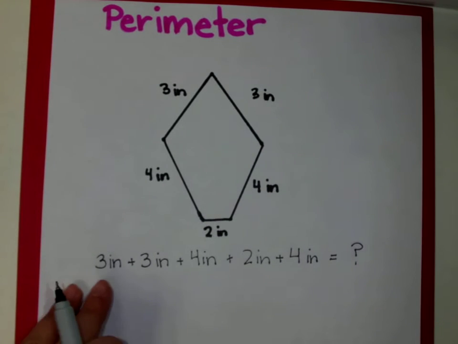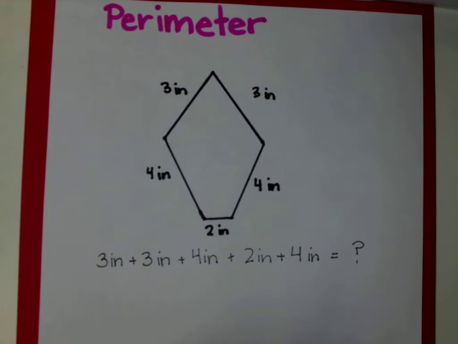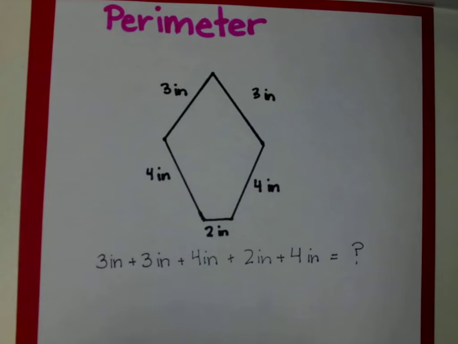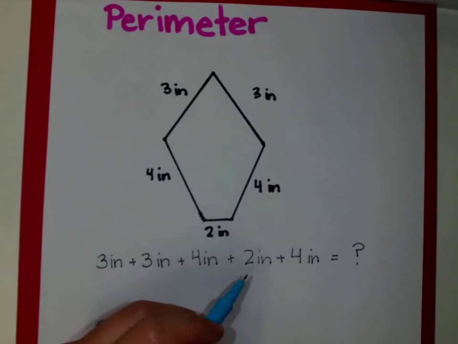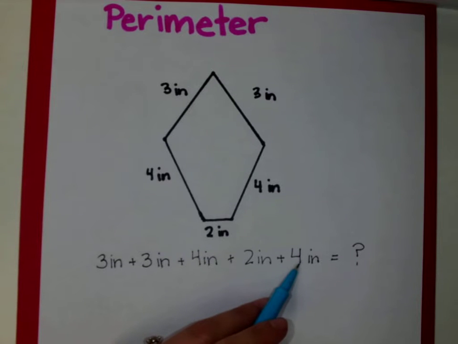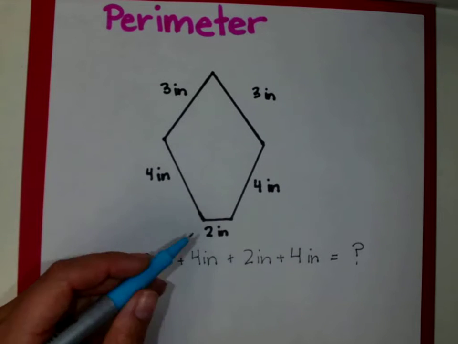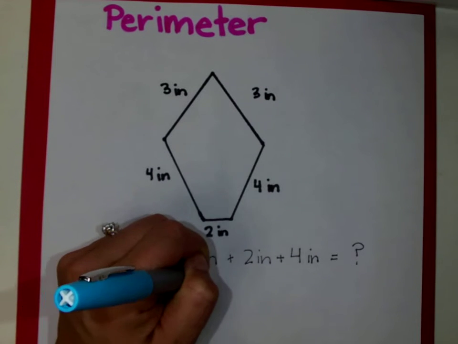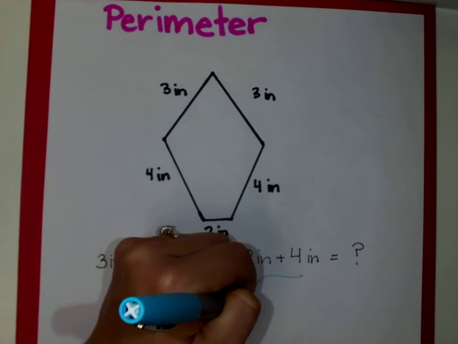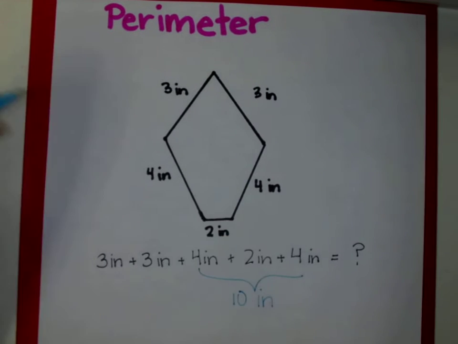So you get to decide how you want to add this up. I'm going to try to use strategies of making tens. And when I say that, I mean I'm just going to look for numbers I can add up together to make 10, because when you make a 10, it makes it so much easier to add math. So I see 4 and 4 equals 8, and I know 8 plus 2 equals 10, so I'm going to add these 3 up together right here to make 10 inches.